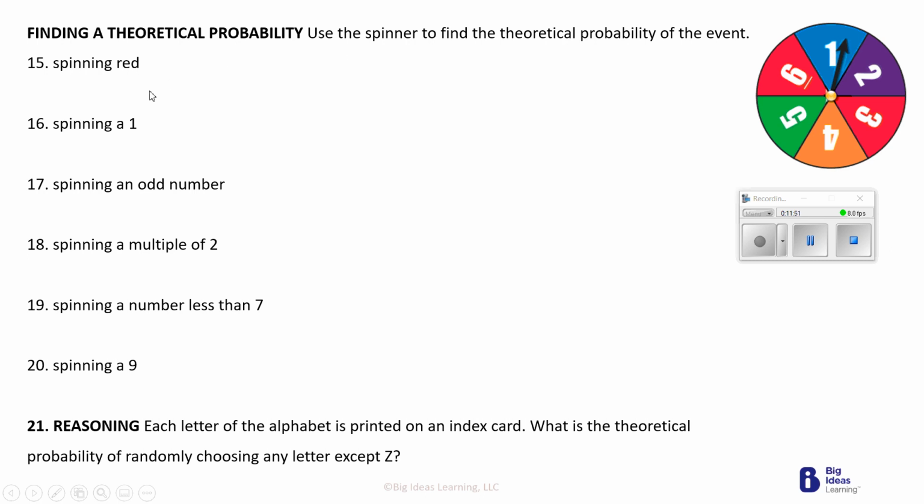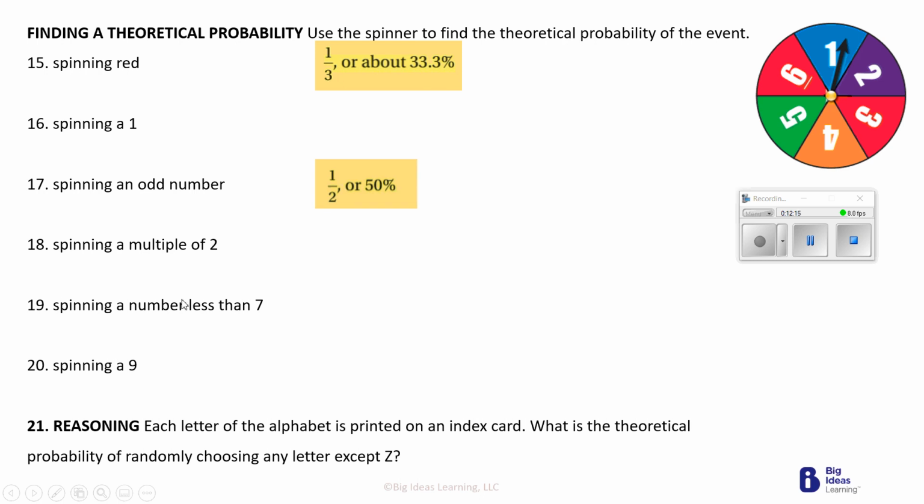So I would say 1/3 is 1 divided by 3, or 33.3%. Really it should be 0.3 repeating percent, but they rounded it here. 16 is yours. 17, spinning an odd number, where there's 1, 2, 3 odd numbers. So that's a 50% chance, right? 1/2, which is about 50%.